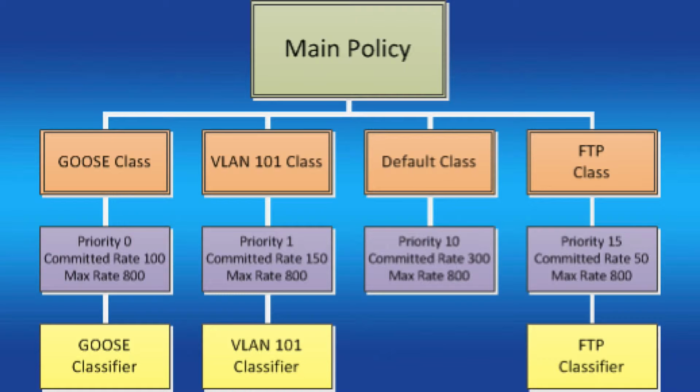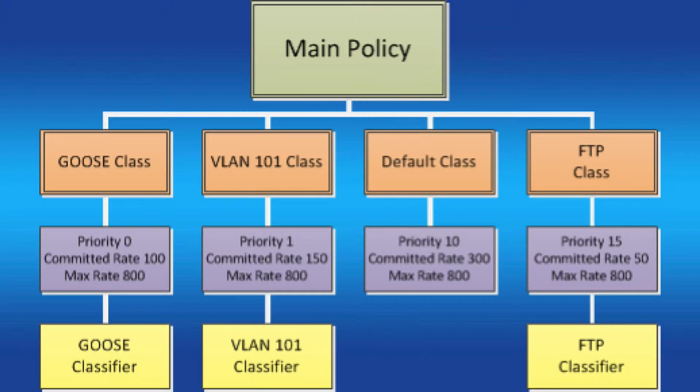Next, the FTP class will be lower priority. Let's say we want to limit the bandwidth it consumes to 50 kilobits per second, with a max of 800 kilobits per second. Lastly, the default class will be dedicated 300 kilobits per second, with a max of 800 kilobits per second. Note that if a maximum rate was not declared, it would be automatically set to that of the committed rate.